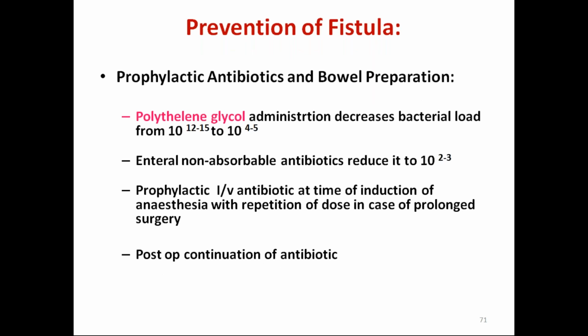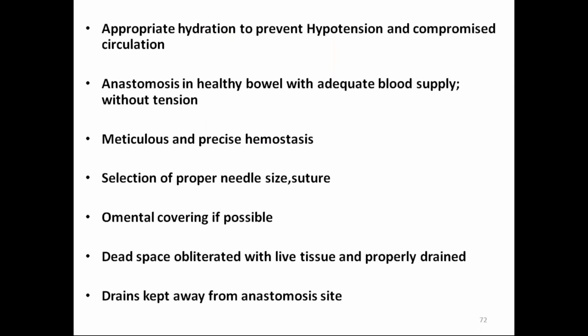So how to prevent fistula? Pre-operatively, in case of perforation and intestinal obstruction, prophylactic antibiotics and bowel preparation should be done, that is polyethylene glycol administration. The bacterial load of 10 to the power of 12 to 15 should be reduced, and enteral non-absorbable antibiotics should be used. Give prophylactic IV antibiotic at the time of induction and continue the same antibiotic post-op.